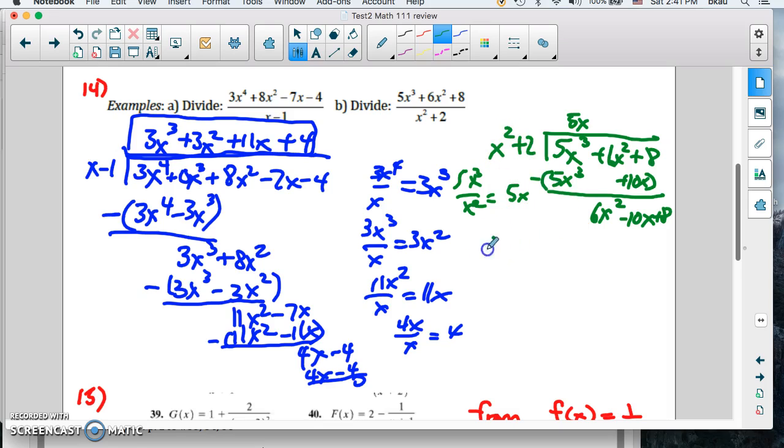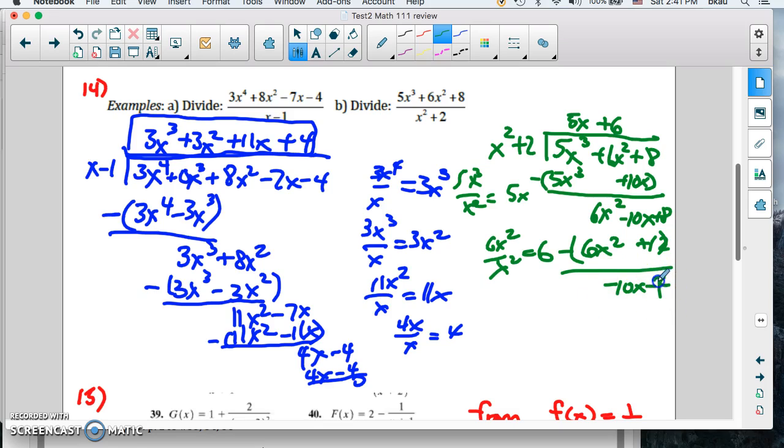Now x squared goes into 6x squared 6 times. So we're going to put a plus 6 there. So 6x squared, and then 6 times 2 is 12. We subtract that. So that goes away. We still have a minus 10x. And a minus 12 from 8, it would be negative 4.